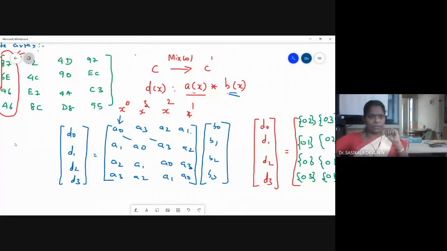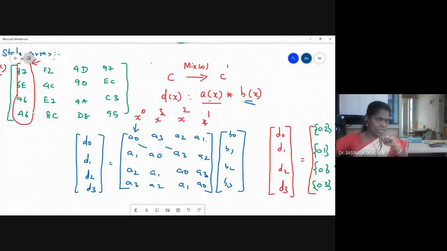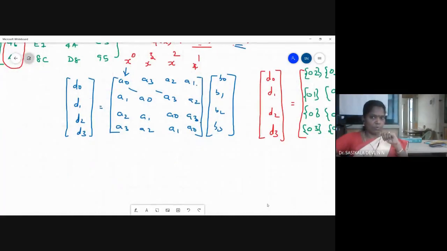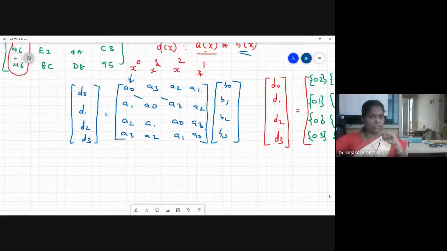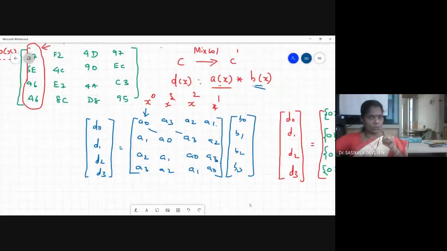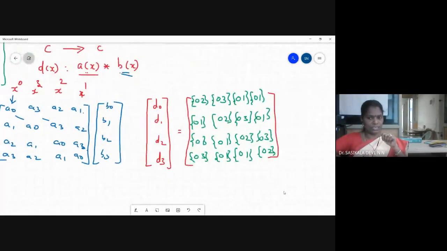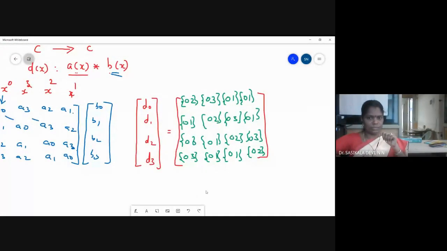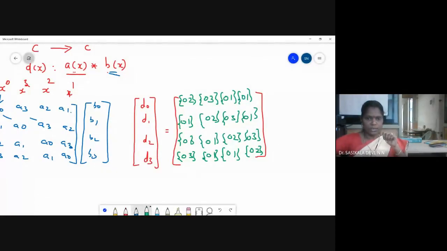We have taken the first column as 87, 6E, 46, A6. One column is to be transformed first. It is a column-wise transformation, so the first column is to be transformed. 87, 6E. Just multiply with 87. So this one is to be multiplied with.